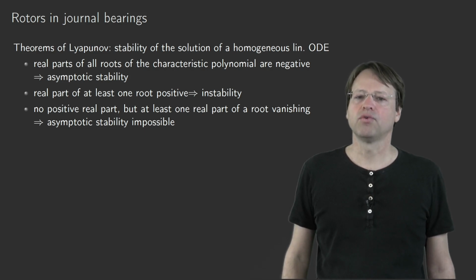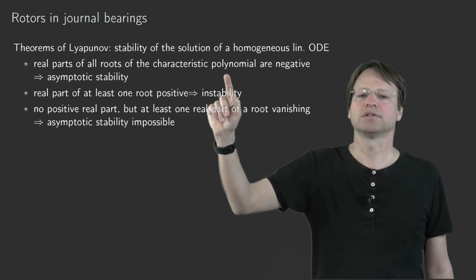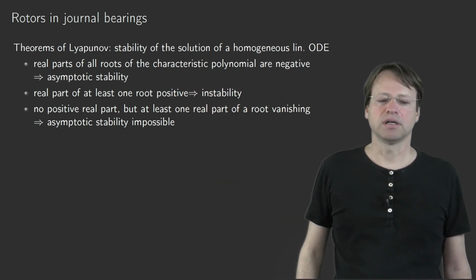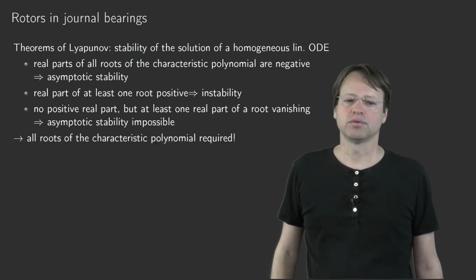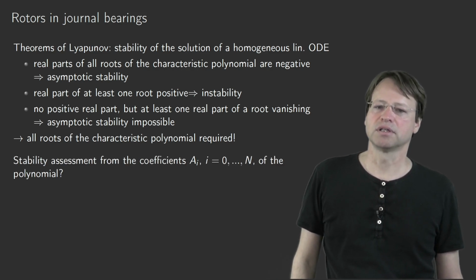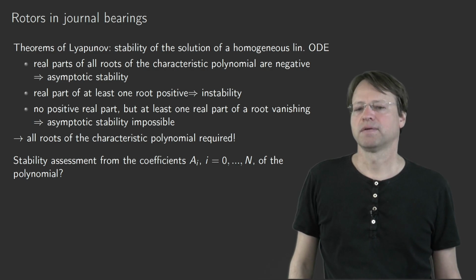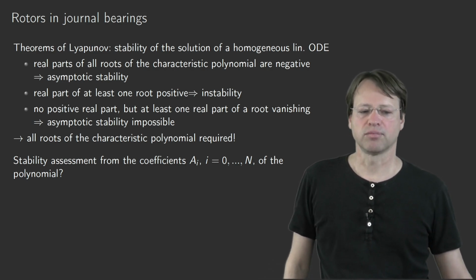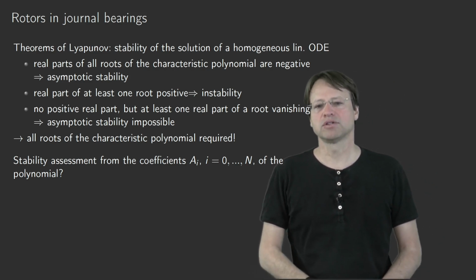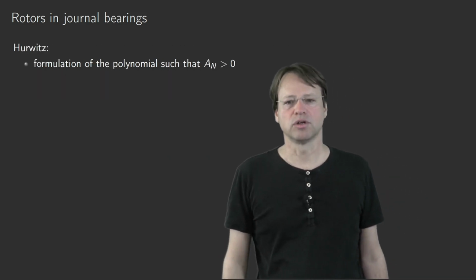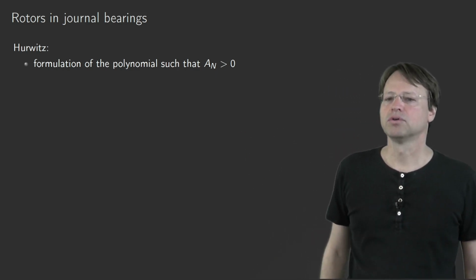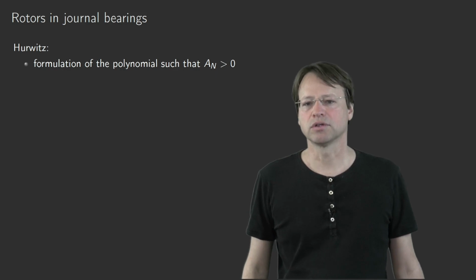Can we already infer from the coefficients of the characteristic polynomial what happens with the sign of the real parts? So can we compute, instead of all the roots of the characteristic polynomial, can we assess stability already from the coefficients a sub i of the characteristic polynomial? That would be much more efficient. And one answer is due to Hurwitz. One has to say Hurwitz gave the answer in the German literature, Routh gave the answer in the Anglo-American literature. So it's the famous Routh-Hurwitz criterion, independently obtained by Routh and Hurwitz.